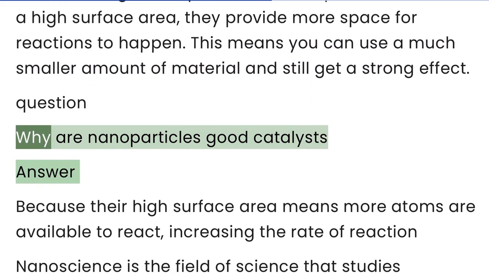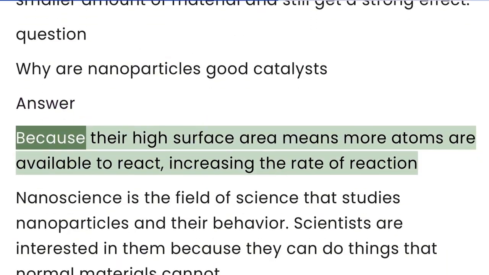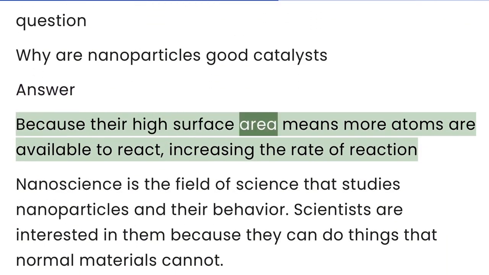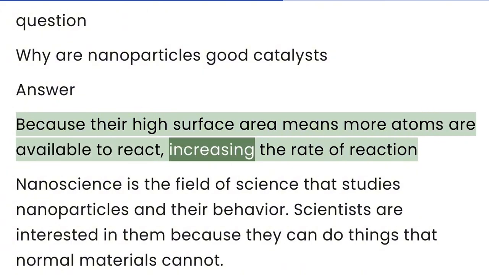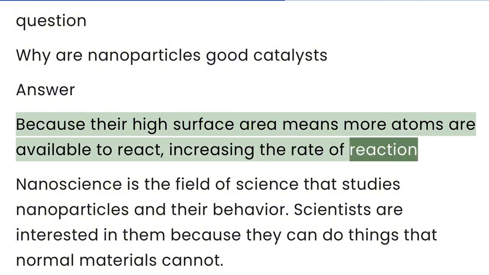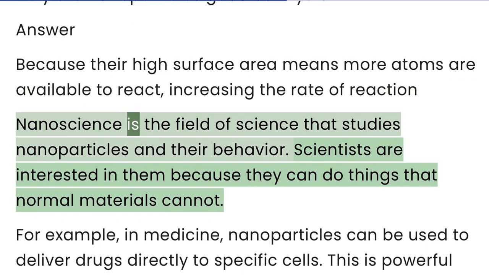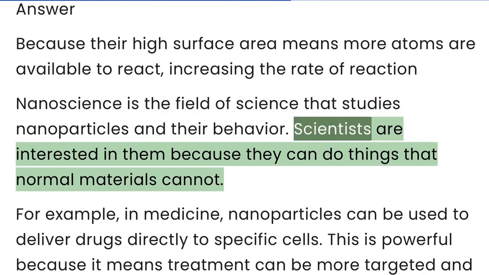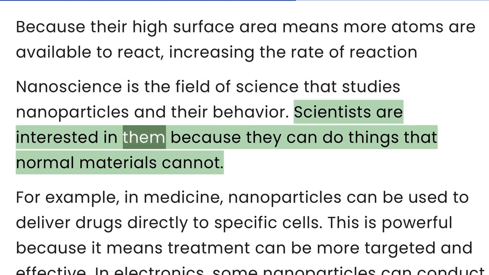Question: why are nanoparticles good catalysts? Because their high surface area means more atoms are available to react, increasing the rate of reaction. Nanoscience is the field of science that studies nanoparticles and their behavior. Scientists are interested in them because they can do things that normal materials cannot.